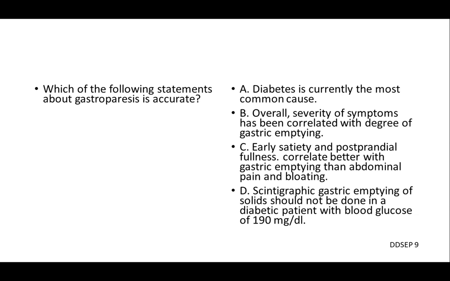So choice A, diabetes is currently the most common cause. Well, I kind of told you that's not, so you can rule that one out. Choice B, severity of symptoms has been correlated with degree of gastric emptying. So that's essentially saying, gosh, your stomach doesn't empty at all, you're going to feel terrible. Choice C is early satiety and postprandial fullness correlate better than bloating and pain. And D is scintigraphic emptying of solids should not be done in a diabetic with a blood glucose of 190.